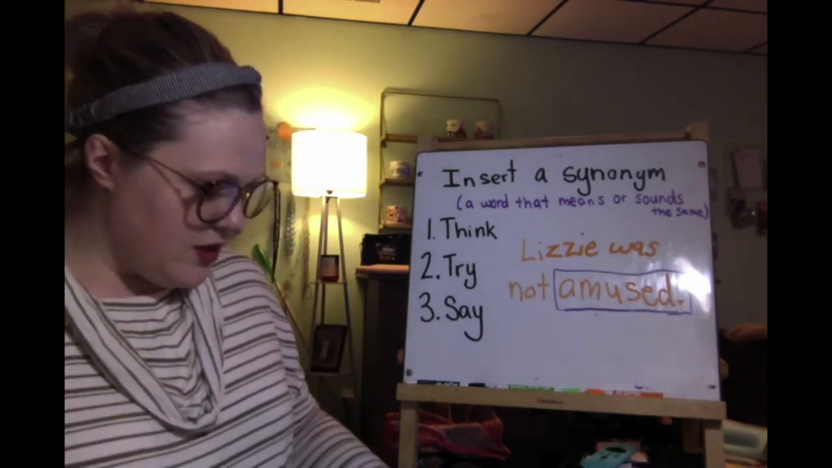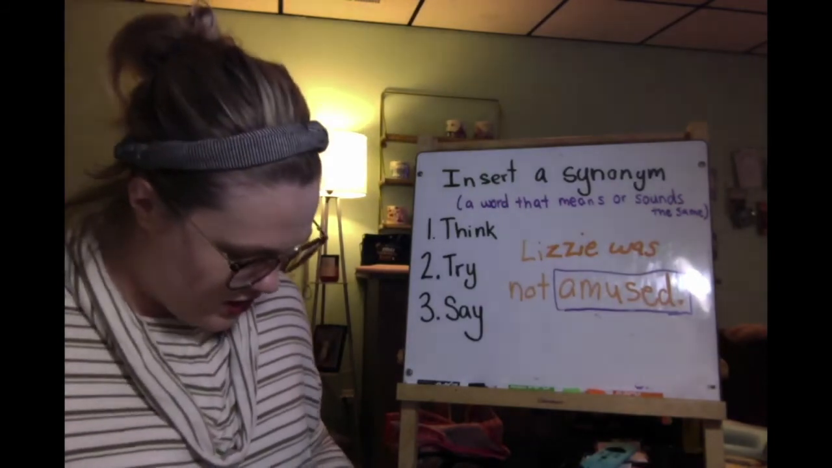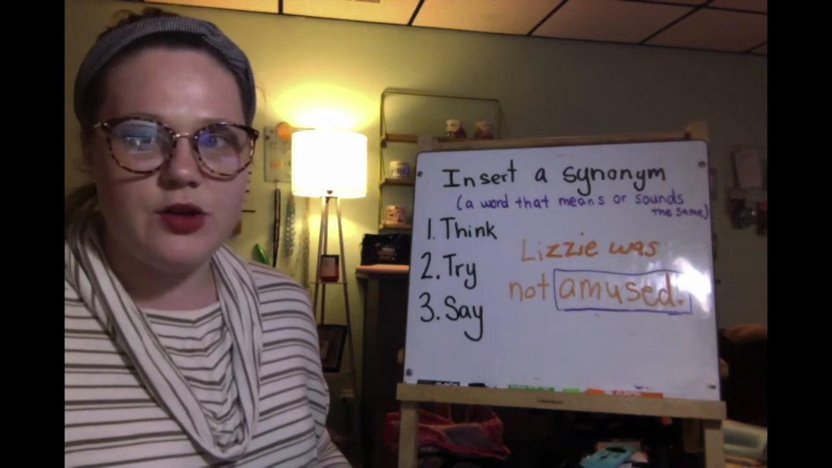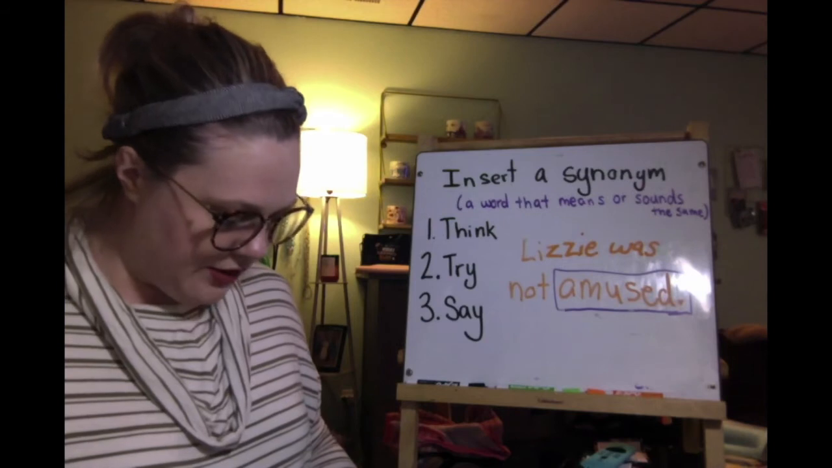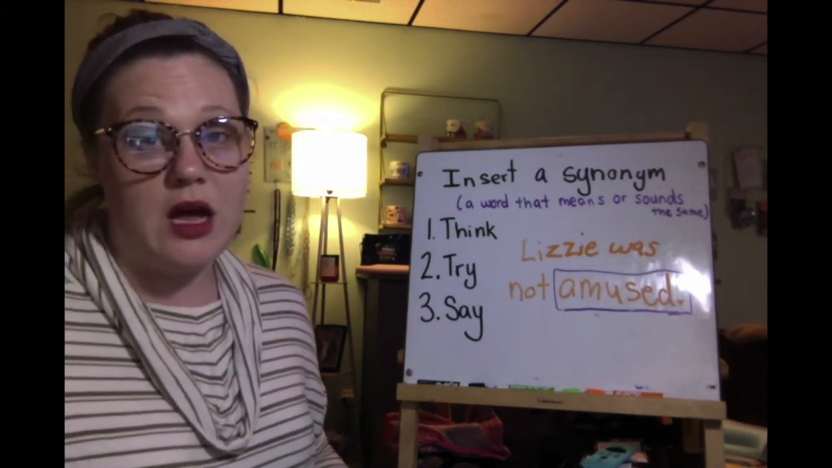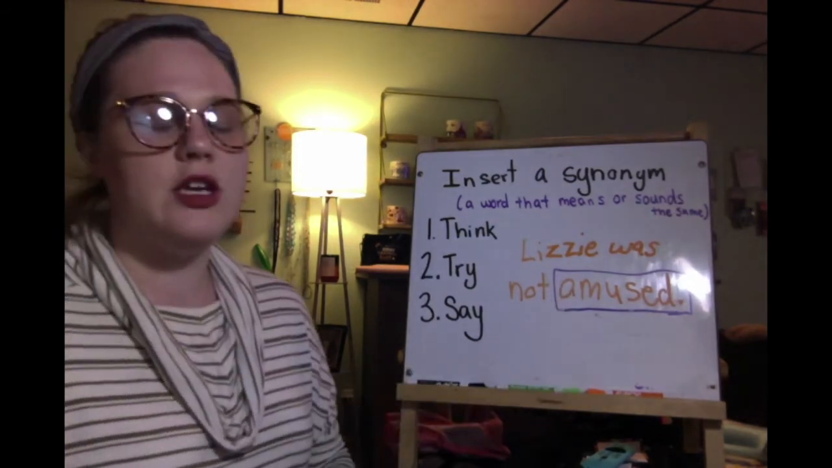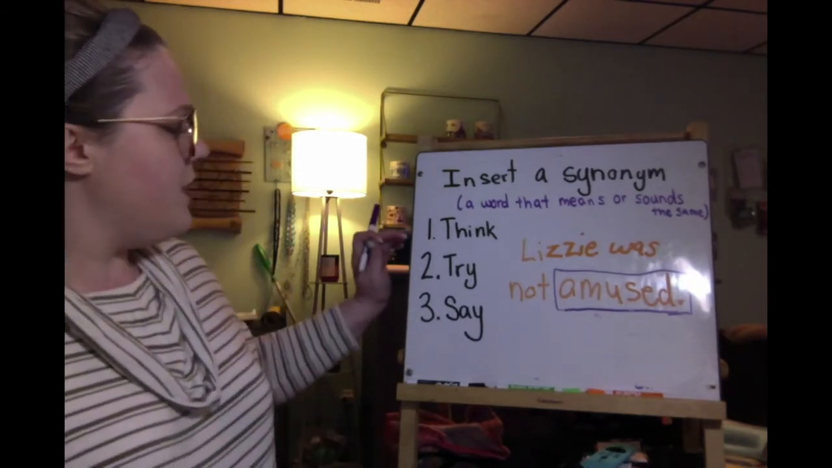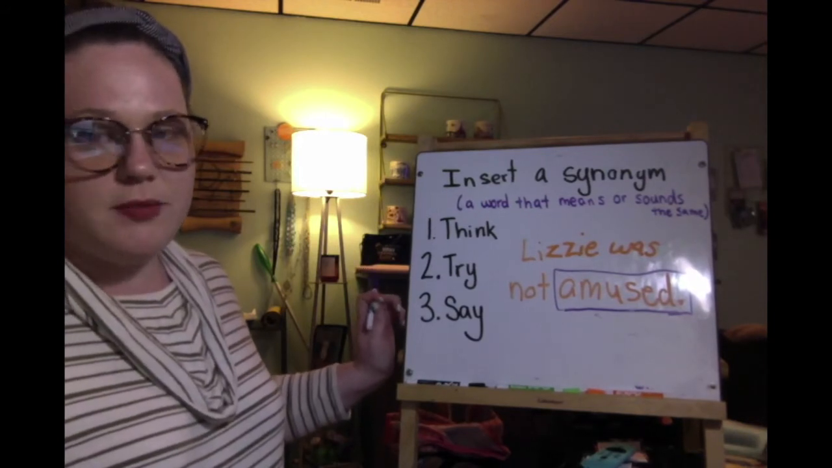When I was reading Once Upon a Baby Brother, I came across this passage. The next day, while Lizzie was at school, Marvin found a tube of golden glitter glue in Lizzie's desk. He made golden glitter swirls all over her favorite stuffed bear. Lizzie was not amused. I've come across this word amused, and I'm not quite sure what it means. It's unfamiliar to me. So I'm going to use this method of think, try, and say to figure out what the word is actually trying to mean.